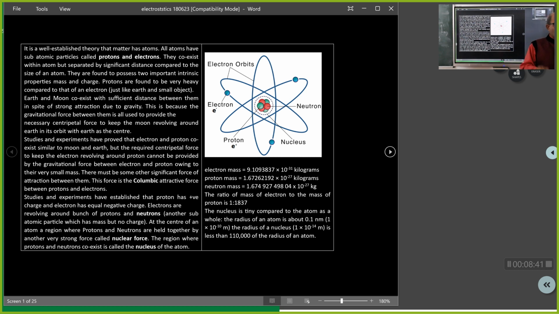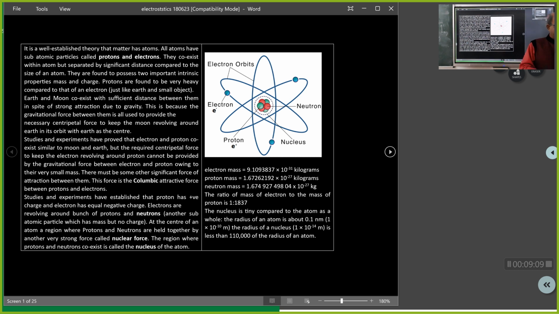So in the nucleus, the protons exist together with protons. They are not repelling. Even though Coulombic forces are repelling the protons within the nucleus, there is another force called nuclear force, which is binding them. Did you understand? Nuclear force binds protons and neutrons.